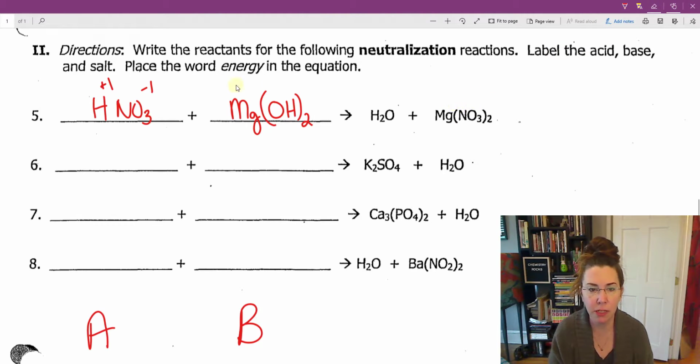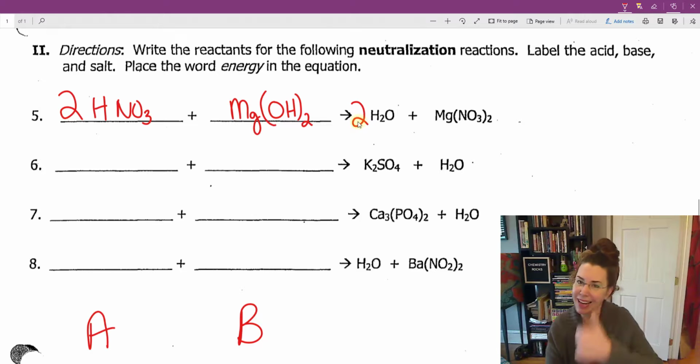And I want to get rid of all this extra stuff. Oh wait, no, I didn't balance. Can't leave you hanging. Okay, so when we balance this one, it's pretty straightforward. I've got 2 nitrates in my products. That means I have to have 2 of them in my reactants. And since I have 2 hydrogens now and 2 hydroxides, I will have 2 waters. All right, let's go to our next one.